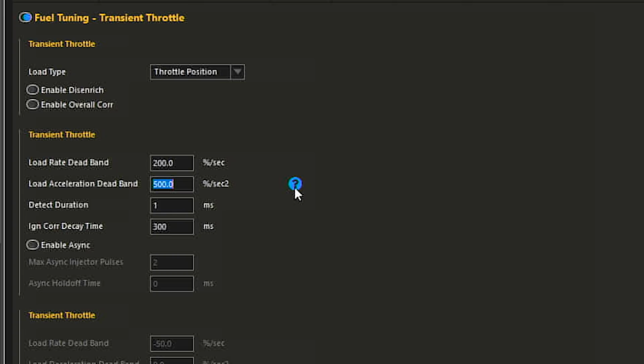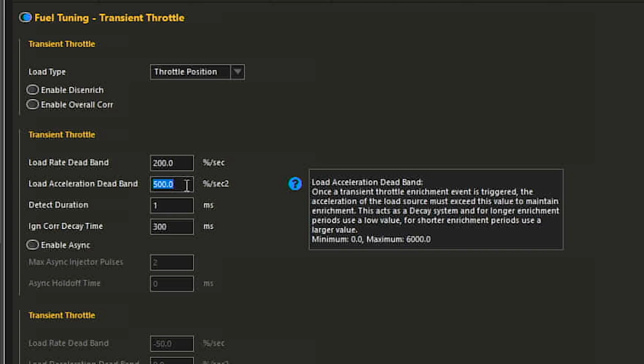The load acceleration deadband is the speed at which you need to keep the throttle moving for the throttle enrichment to stay active. So the easiest way to think about this setting is it's the length of time the additional transient throttle fuel enrichment is being delivered. For longer injection durations, then you would use a smaller number here. Larger numbers give you a shorter duration.